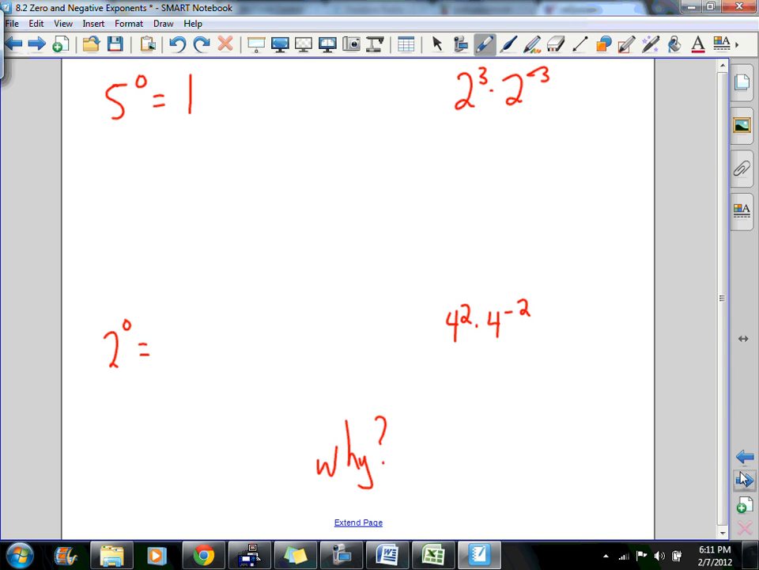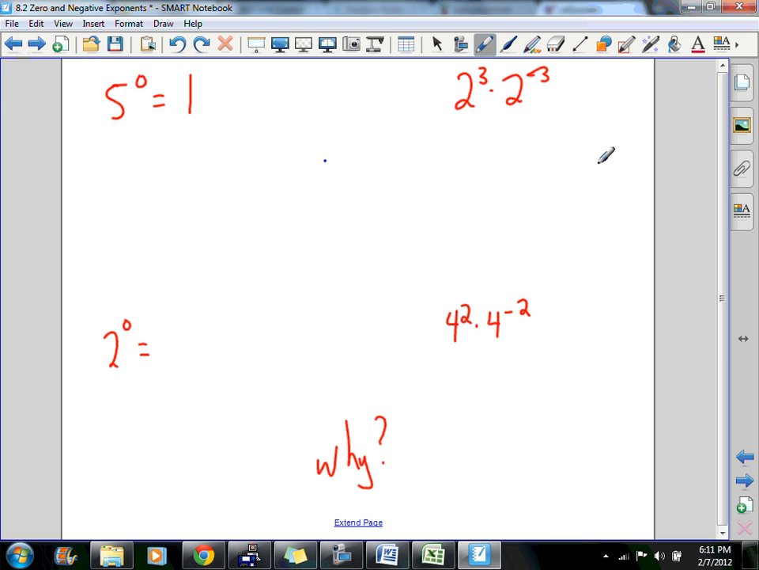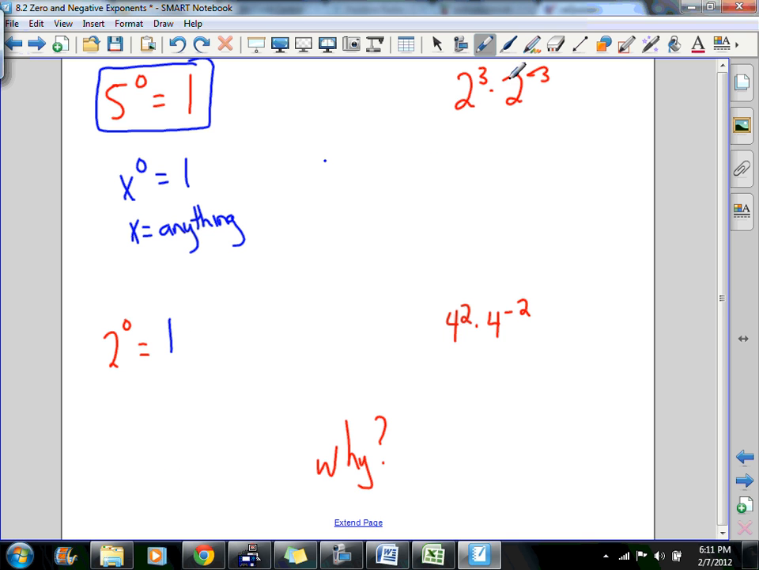Alrighty. I think we're on our last set here. Yep. So here we have 5 to the 0 equals 1. This is a statement I'm making. And actually, I'm going to make anything raised to the 0 is 1, or x equals anything. So 2 raised to the 0 is 1. 2 cubed times 2 to the negative cube is 2 to the 0, which equals 1. And 4 squared times 4 to the negative 2 is 4 to the 0, which equals 1.